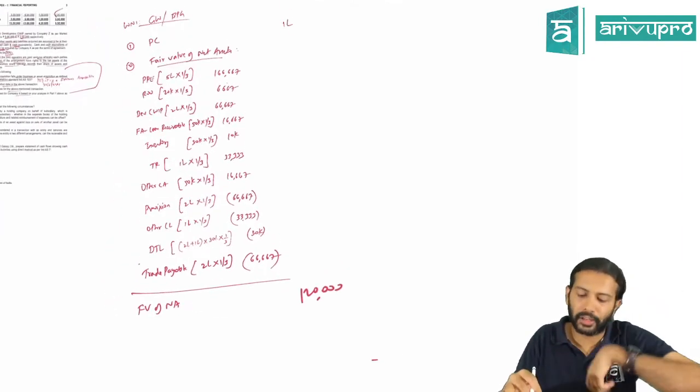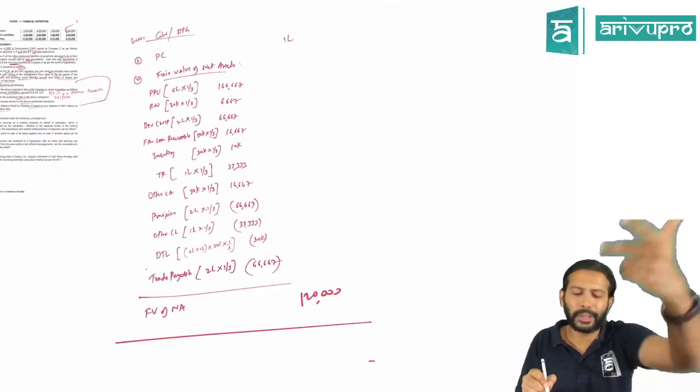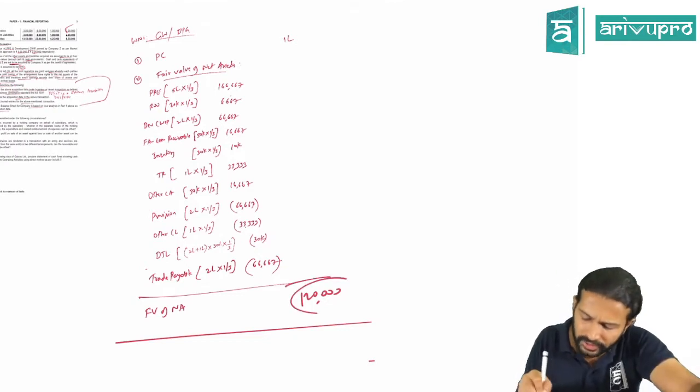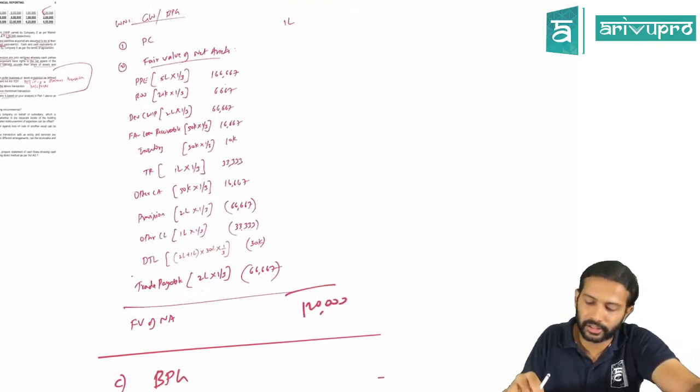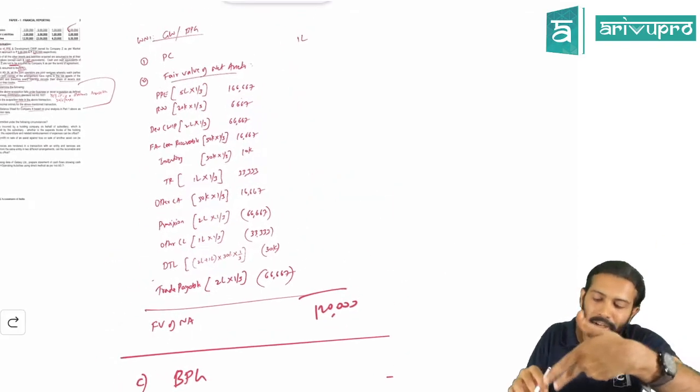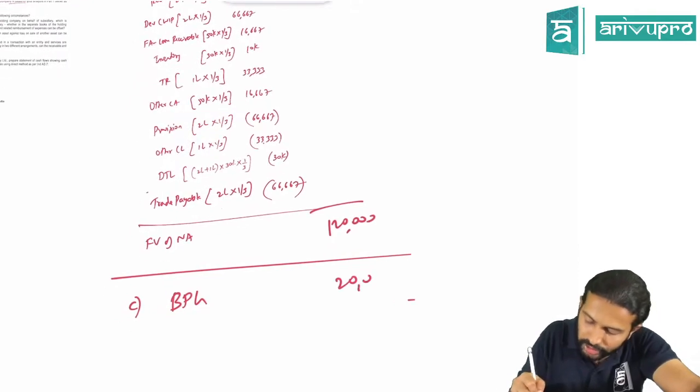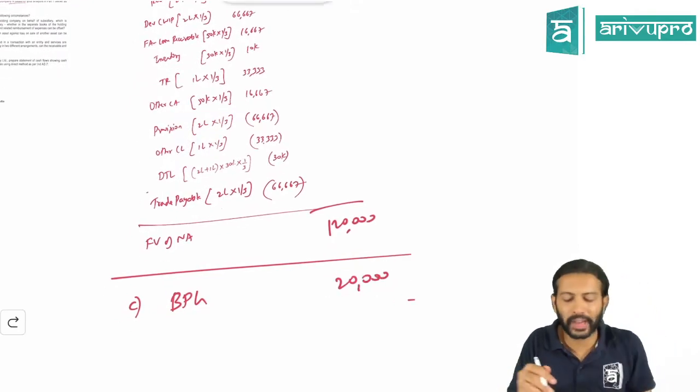So that is your fair value of net assets after doing everything. PC is 1 lakh. Fair value of net assets is 1,20,000. That means it is a case of bargain purchase gain. The worth of the assets is 1,20,000, but you paid only 1 lakh. So 20,000 is the bargain purchase gain, capital reserve basically.